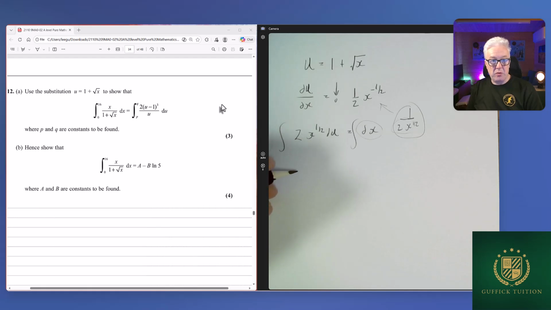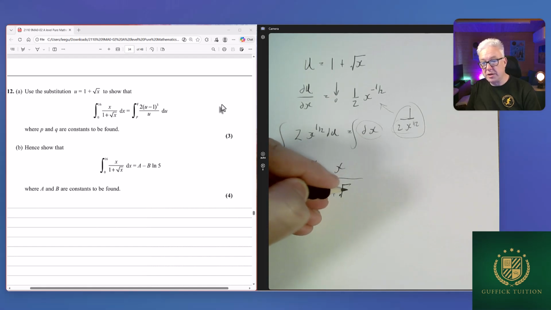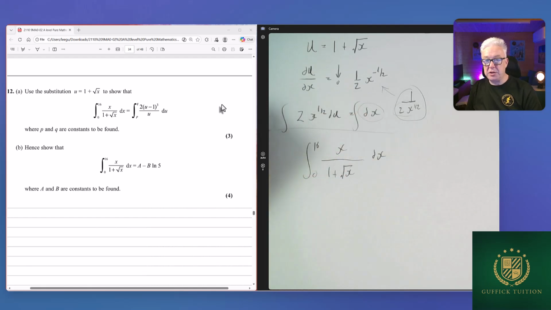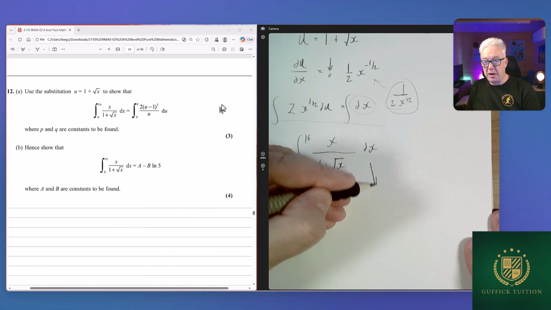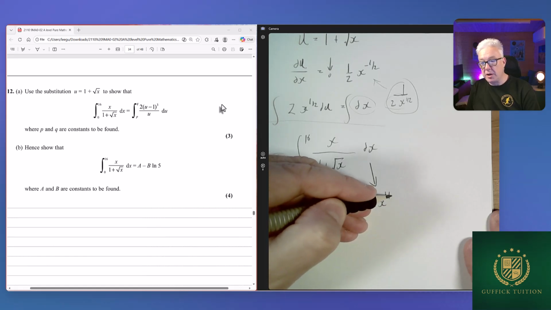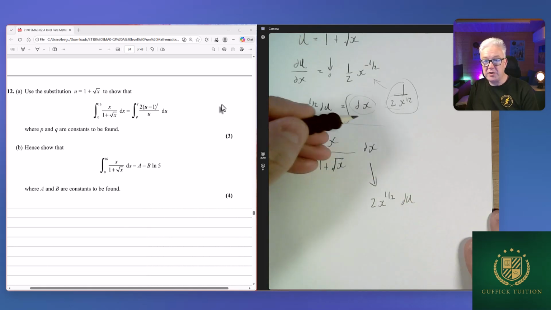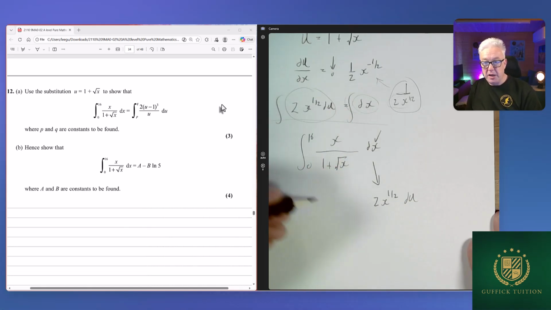So let's write down what we've got. We're integrating between 0 and 16 of x over 1 add root x dx. And step by step, we now need to substitute everything to be written in terms of u. So we now know that our dx is equal to 2x to the half du. Okay, so we've just put that result there in place of dx. So that's that one done.